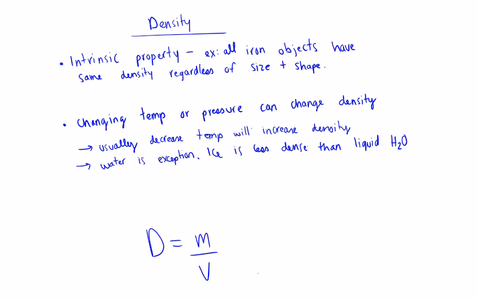Usually if you decrease the temperature, it increases the density, but water is an exception to that, and that's why ice floats. So solid water, ice, is less dense than liquid water.